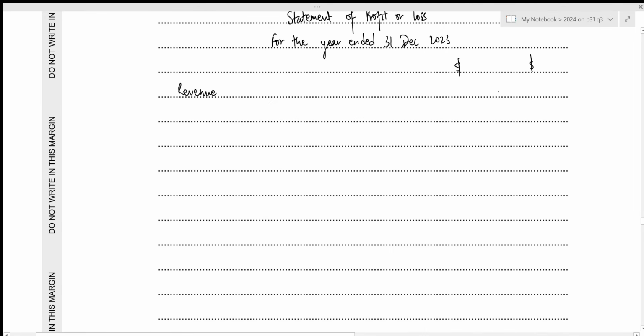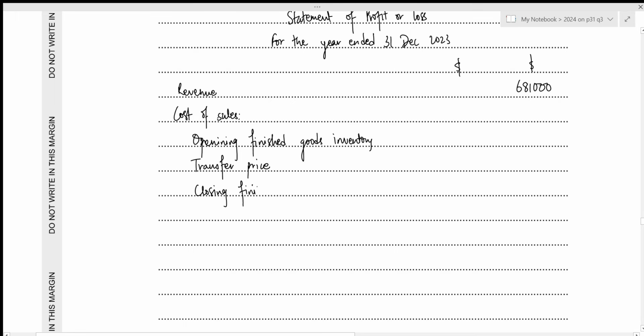So revenue is 681,000. Then we move towards cost of sales. Cost of sales includes our opening inventory of finished goods. So opening finished goods inventory. Then we include the transfer price. And the closing finished goods inventory. We do not need to change the value of the inventories given within our draft statement of profit or loss, so let's include those values. The opening was 83,300, closing was 76,800.